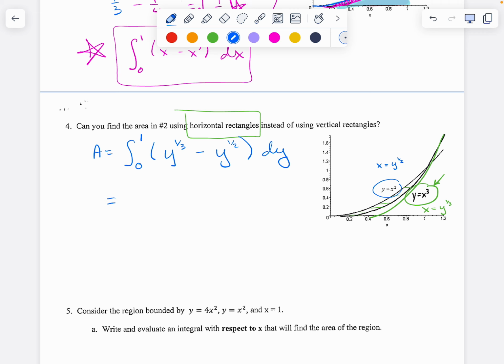Okay, so let's do our antiderivative. So we have 3/4 y to the 4/3 minus 2/3 y to the 3/2. Whole thing's going to be evaluated from 0 to 1.